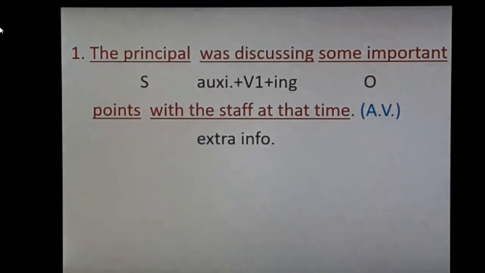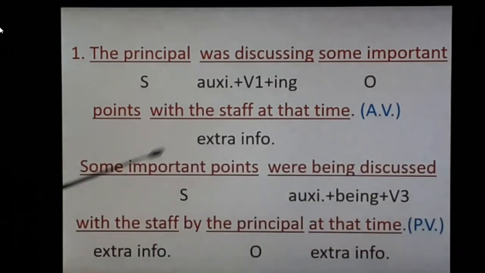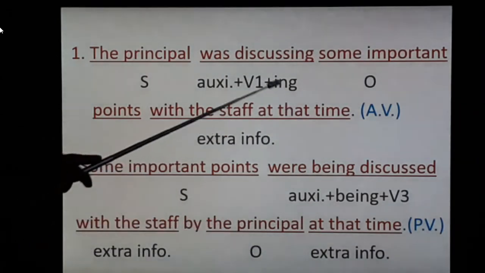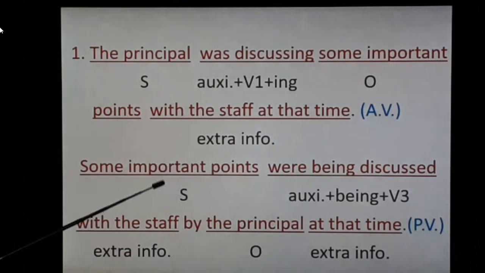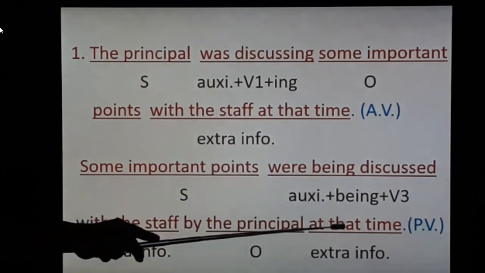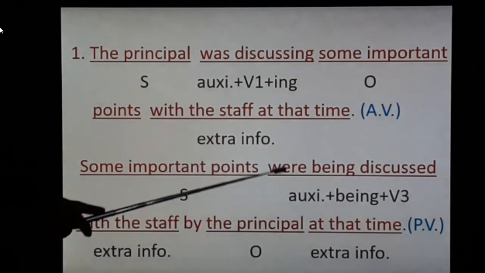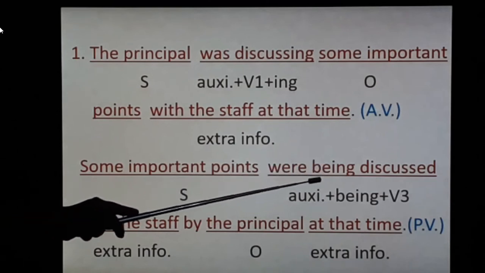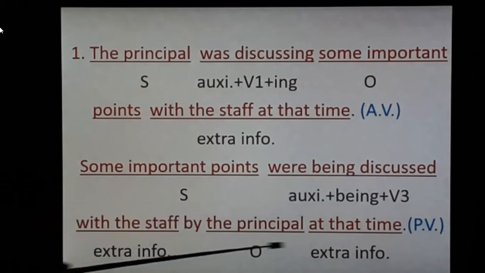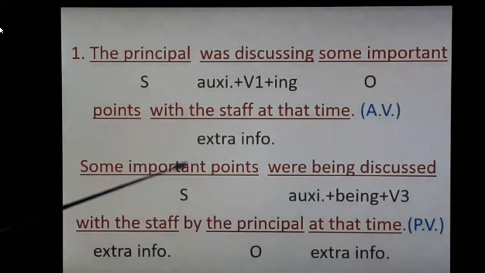Now we will turn this active to passive. So object of active voice becomes subject in passive voice. So here first some important points will come, and according to this subject you have to put appropriate auxiliary verb, that is were, because we are doing past continuous tense and that is passive voice. So were, then you have to add being, it is compulsory. After that you have to put V3 form of discuss, so discussed, that is V3 form. Then with the staff, extra information will come here.